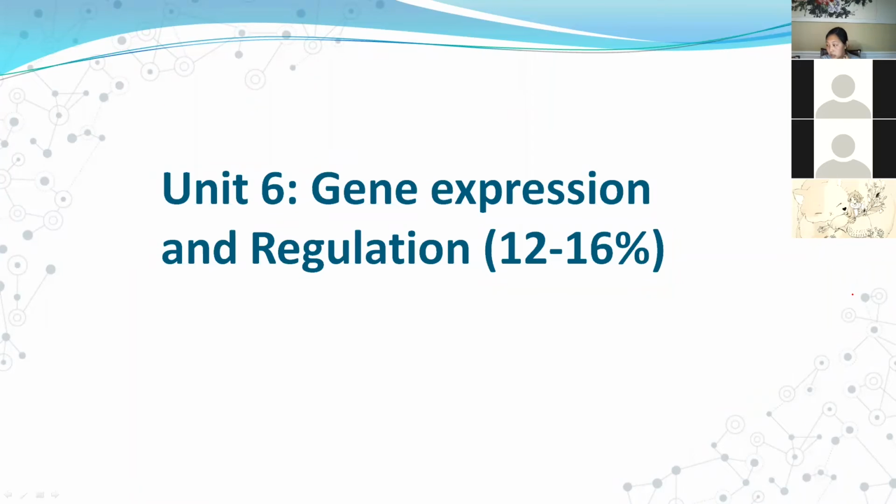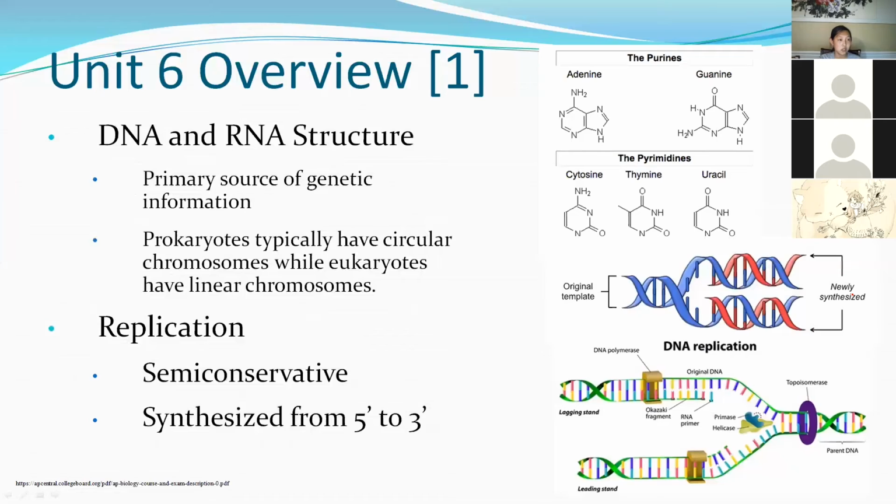Okay, moving on. Gene expression and regulation. In this unit, the most basic part is DNA and RNA structure. So know that DNA is a double helix with two strands, while RNA is single-stranded, and DNA has adenine, cytosine, guanine, and thymine, and RNA has adenine, cytosine, guanine, and uracil instead. Prokaryotes typically have circular chromosomes, while eukaryotes usually have linear chromosomes.